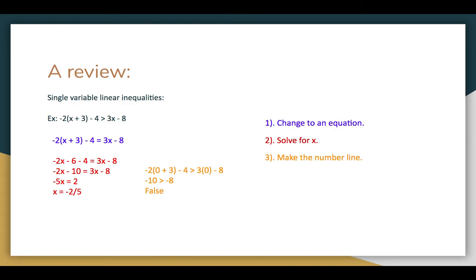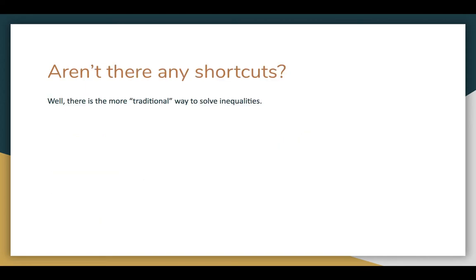It tests out as false, so I know whatever I'm doing, I'm shading not 0. So there's my open circle on -2/5 and shaded not towards 0. And then I do need to write that final inequality, x is less than -2/5. That's single variable. Now, there are people who've asked me, isn't there a different way of doing this? Aren't there like shortcuts? And there is a more traditional way to solve a single variable linear inequality.